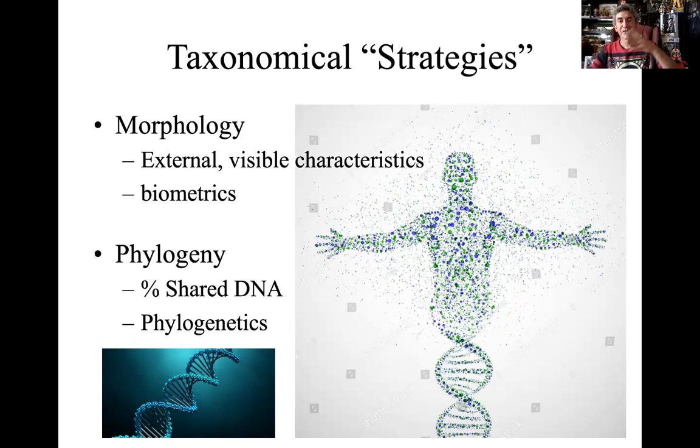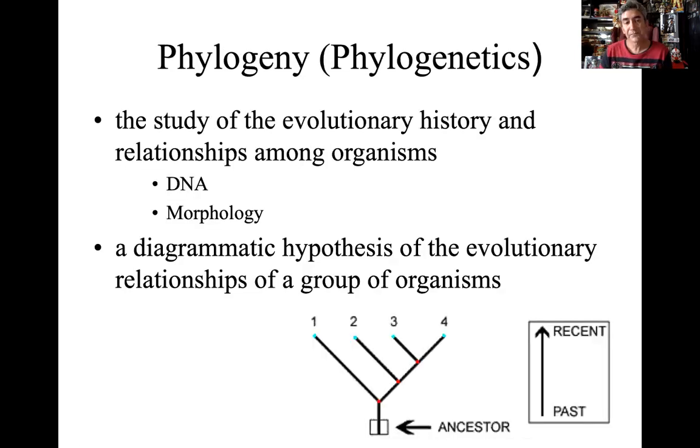If you decide to stay in this field, that's what you will do, right? You will analyze DNA sequences and develop phylogenetic trees. So again, phylogenetics is the study of the evolutionary history and relationships among organisms. So using DNA to estimate the history and the relationships of the evolutionary past of these species, right? So it involves DNA. It has kind of overruled morphology.